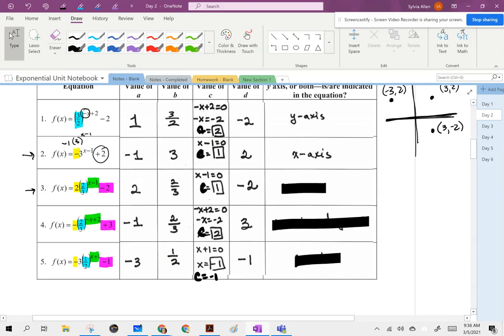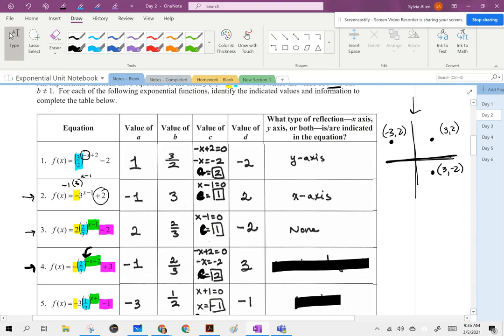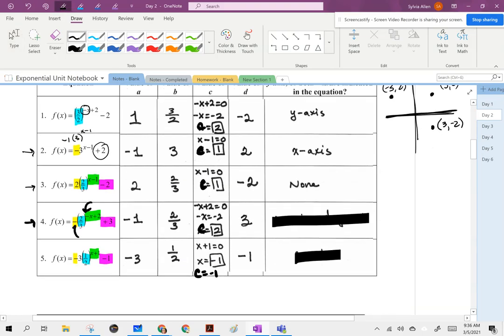All right, let's take a look at any reflections. I don't see a -x and I don't see a -2, so there are none. Here I have 2 reflections. This -x, remember, is a y-axis reflection, and this one right here is an x-axis reflection.